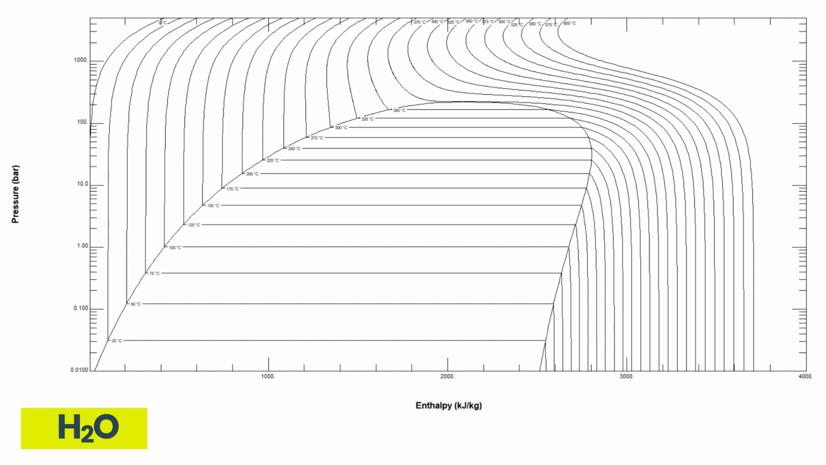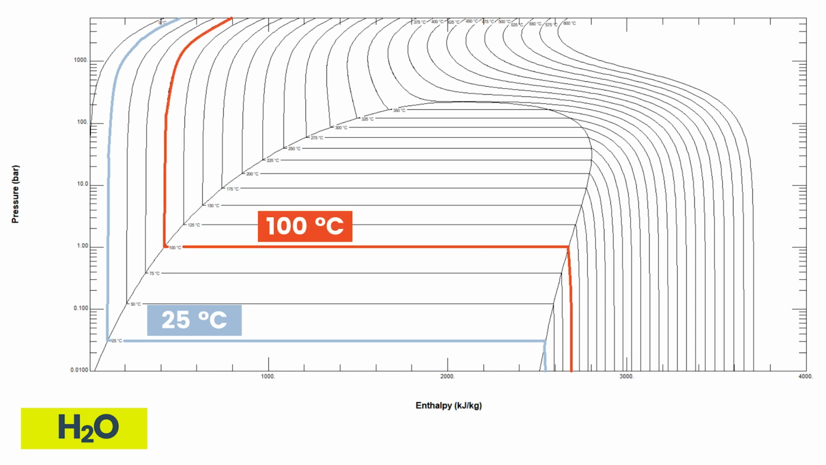Right, so we've discussed the axes. But now what about the actual lines themselves? The lines we are seeing are lines of constant temperature. Here faintly in blue, I've highlighted the 25 degrees Celsius line. Here highlighted in red is the constant 100 degrees Celsius line.